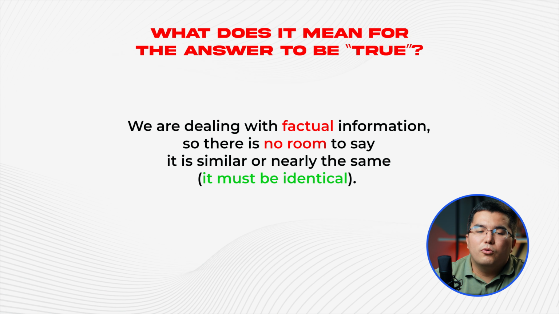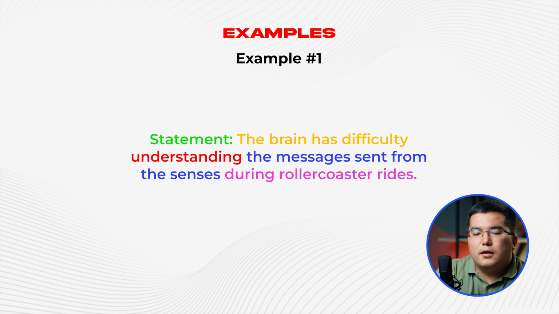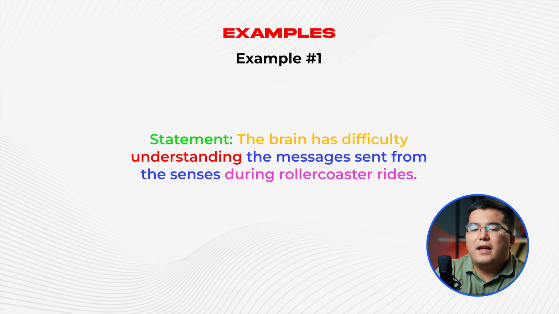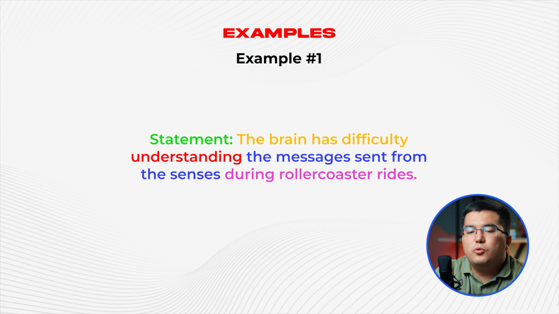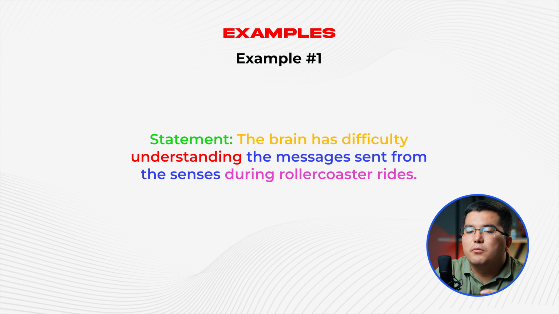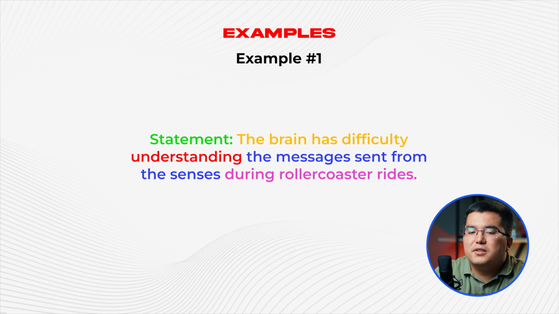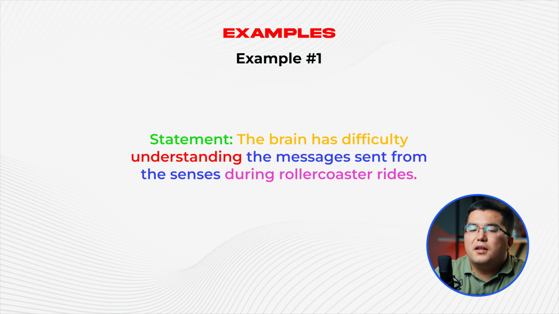We have example number 1. What I do first, I read the statement. The brain has difficulty understanding the messages sent from the senses during roller coaster rides. I read this statement and highlight the keyword. The keyword should be, mathematically speaking, a variable. It should be 1 or 2 keywords which affect the meaning of the statement most. Here my keyword is difficulty. You see, the brain has difficulty understanding the messages sent from the senses during roller coaster rides.